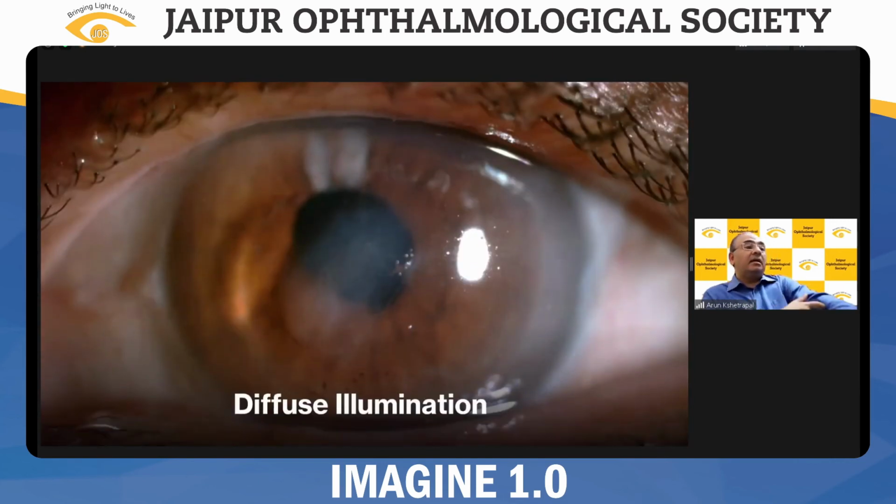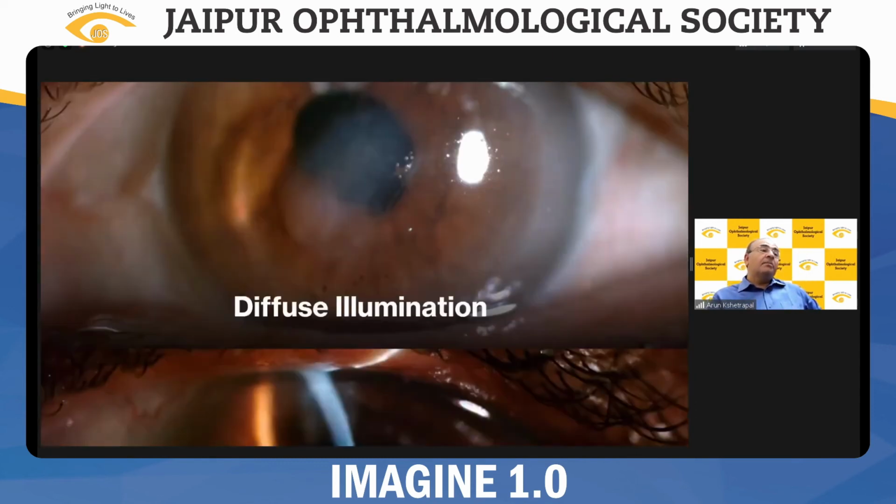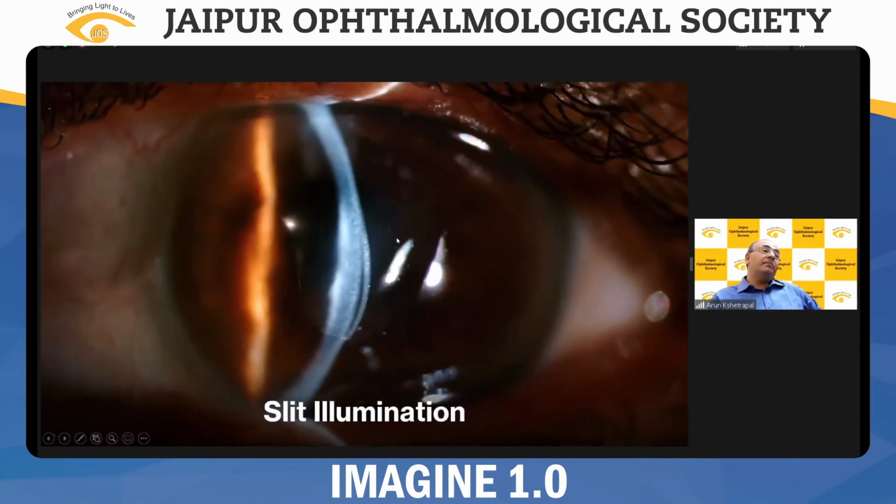And here, this is in the diffuse illumination. You can see that there's some pathology here. But what this pathology is exactly, if you take a diffuse illumination photograph, you will not come to know. But if you use a slit beam, you can see that this is a bulla, where you can see the anterior surface of the bulla and the posterior surface of the bulla. So you need to judge yourself where you want to use slit photography, or where you want to use diffuse light.